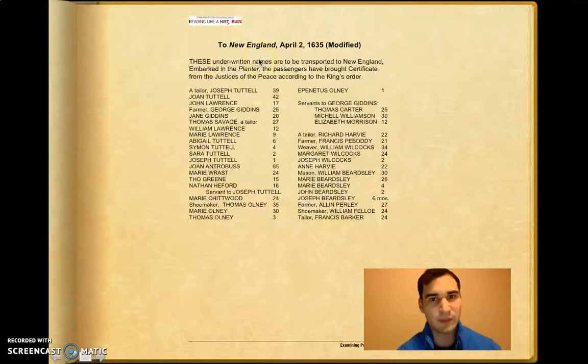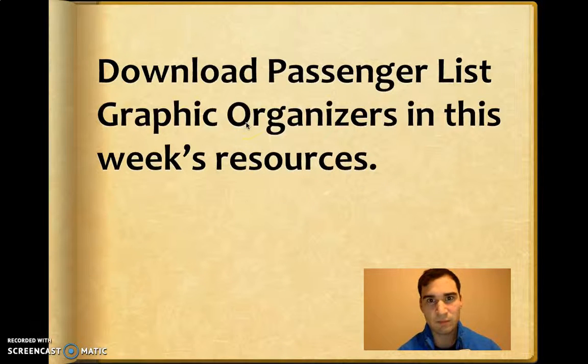Here's the other ship that sailed to New England on April 2nd, 1635. This one's a little more tricky. So these are the written names of the people that were on the ship called the Planter. And this is the certificate of all the people that are on that ship. We have much younger people on this ship, some of them. And this one also tells you a little bit about their profession. Please pay close attention to that.